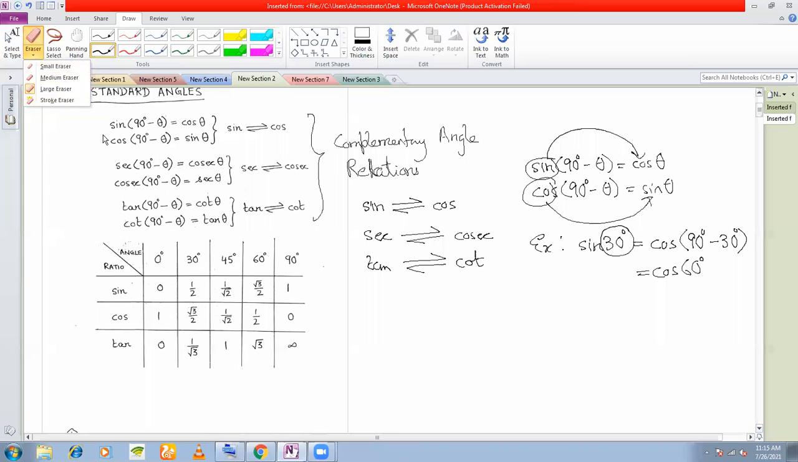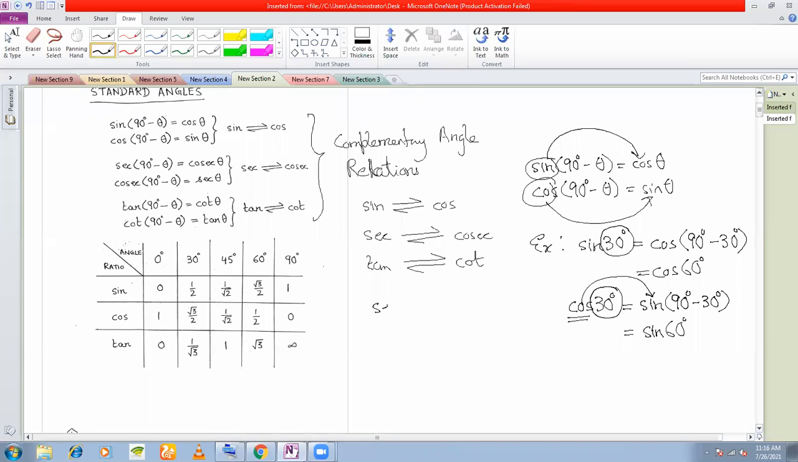Yes, sir. Let us take another example. Suppose I want to convert cos 30. I want to convert this cos to a sine. You see this angle here? What is the angle? 30 degree. In order to convert cos to a sine, you have to subtract this angle 30 from 90. So now that becomes sine 60. Now is it clear?